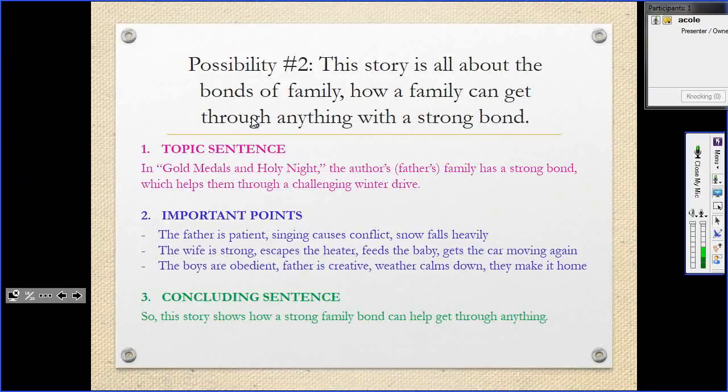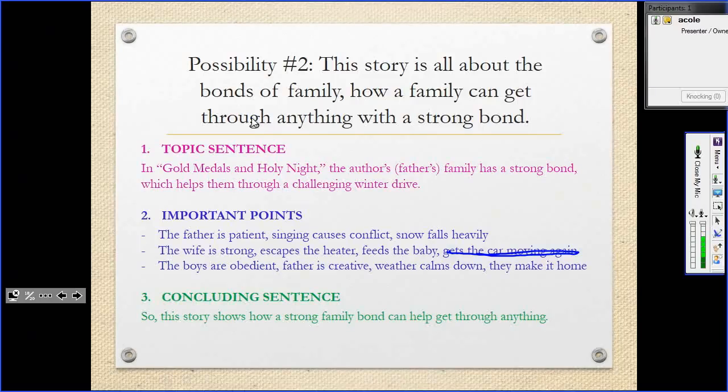I mean, they're an incredible family, right? They got through all that crazy singing and the crazy weather. So my important points are a little tiny bit different because my perspective's a little different. So I say the father is patient. Singing causes conflict and the snow falls heavily. The wife is strong, escapes the heater, right? Feeds the baby, all right, she actually doesn't get the car moving again. He gets the car moving again, so that's okay, not a big deal. Then the boys are, in the end, obedient because the father is creative, right? The weather calms down and they make it home.